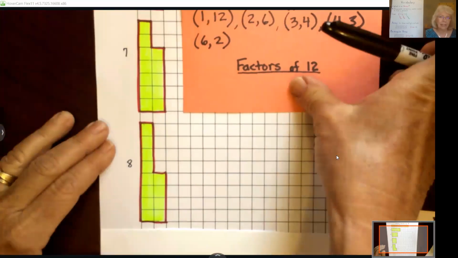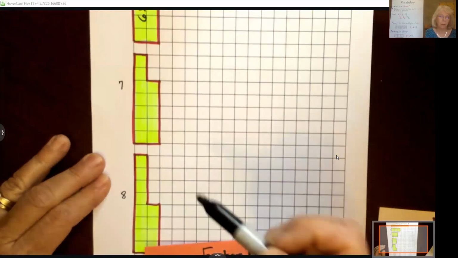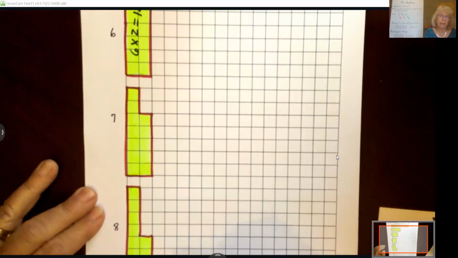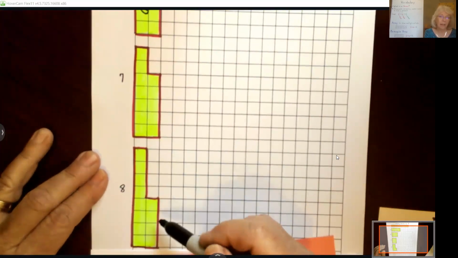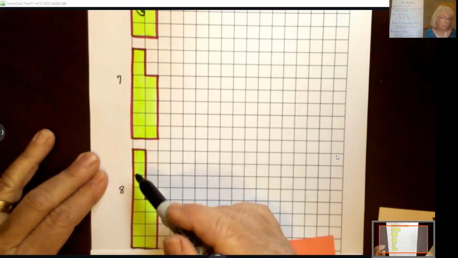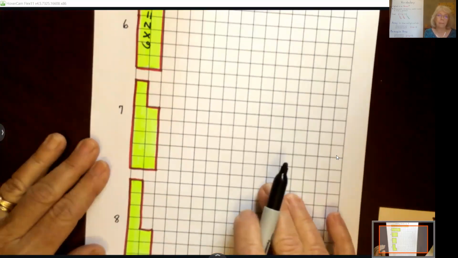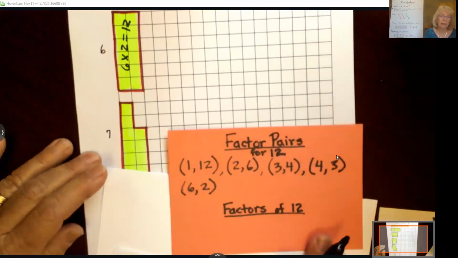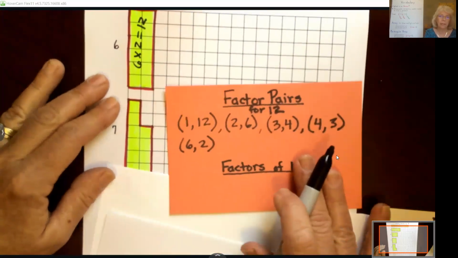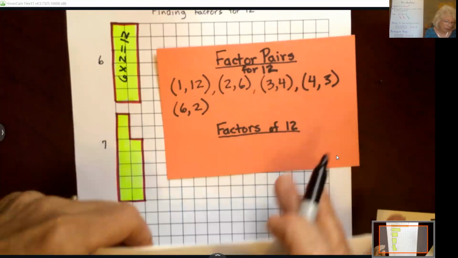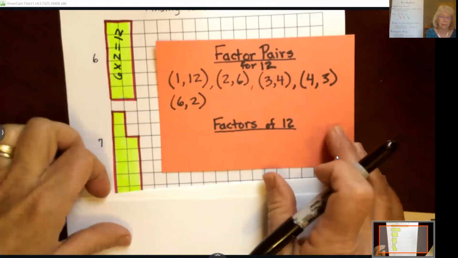If I try 8, I have the same problem. I can get 1 column of 8, but I can't get 2 because I go past 12 and I can't have more than 12 boxes in my model. So only the perfect rectangular arrays work. So we have all our factor pairs now right here.